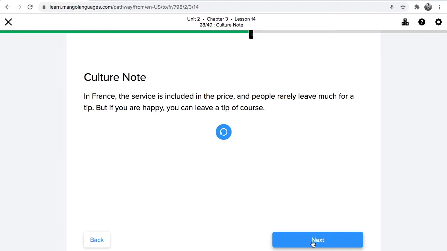The service is included in the price, and people rarely leave much for a tip. But if you're happy, you can leave a tip, of course. And here's an example of a cultural note.